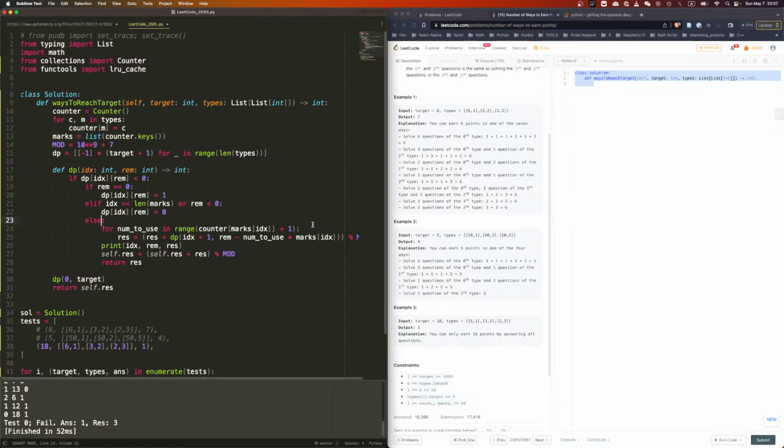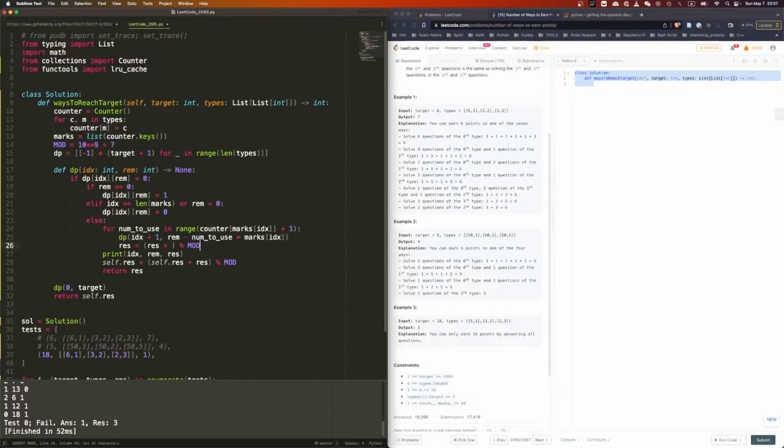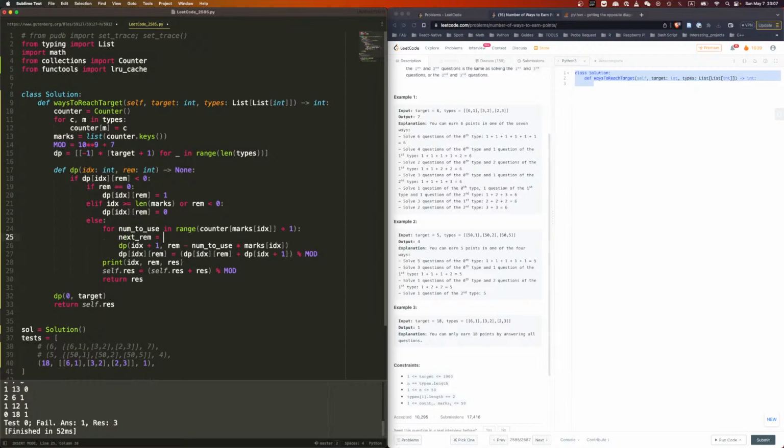I mean, we don't even need to return a value. We can just set up, I can just do this, right? We'll do the dp thing first. And then dp index rem equals dp index rem plus dp index plus 1. Next rem equals this. Next rem.